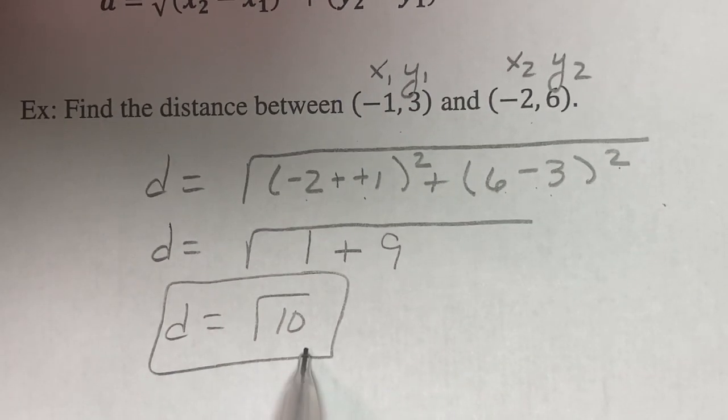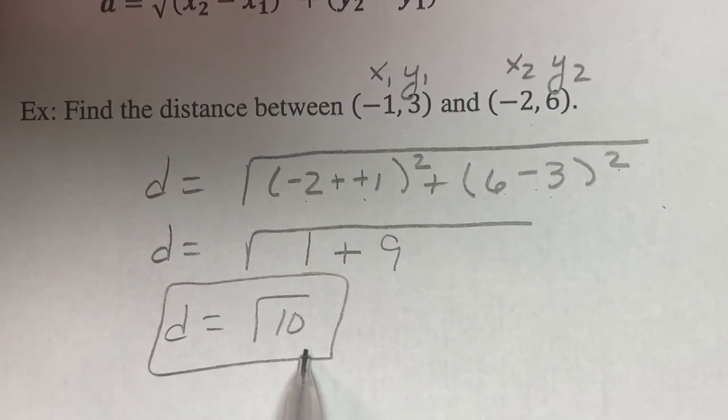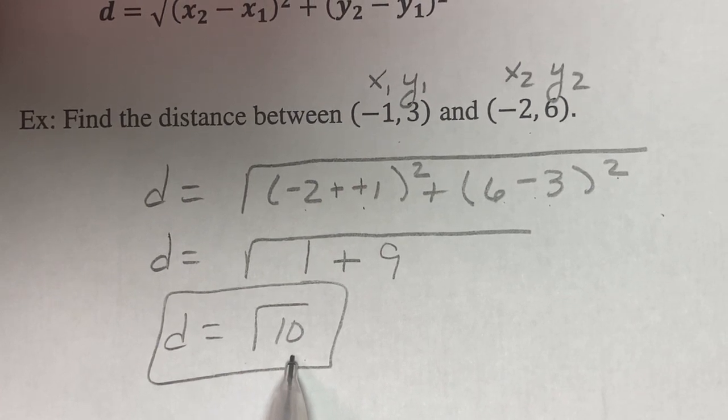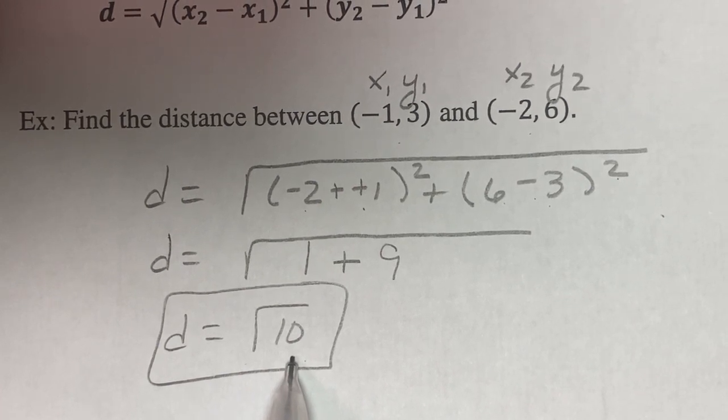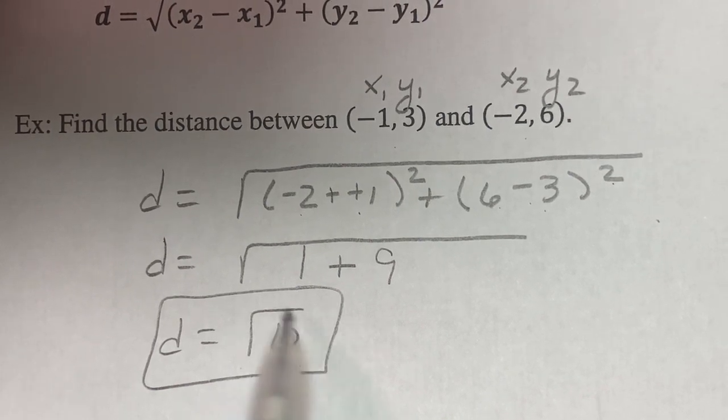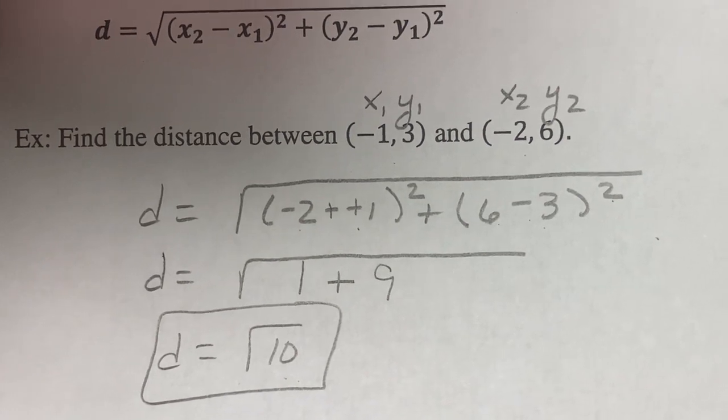Now, if that reduced, you would always be expected to reduce it. For example, if it was the square root of 24, you'd reduce it to 2 root 6. So just make sure you always reduce your radicals when you're looking at your distance formula. So that's one of the formulas. You've seen these before.